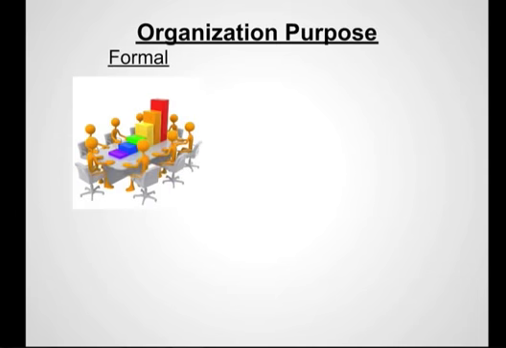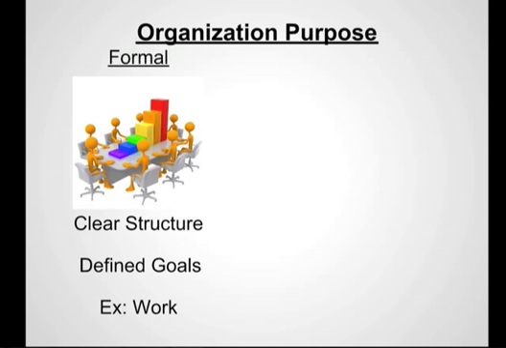So what is the organization and purpose of a group? Well, there's 2 types of organization or purpose. First one is a formal one. Now, a formal one has a very clear structure to the group. The goals are very well defined, and generally, if you want to think of it in examples, it's work.